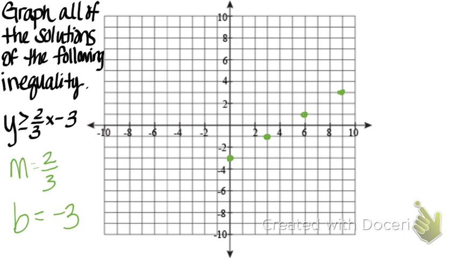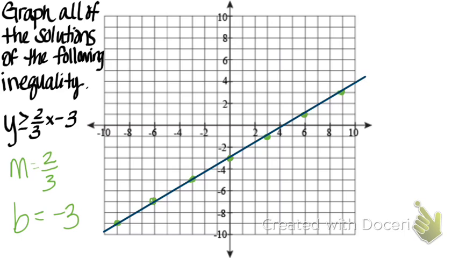Then I'm going to go back to my y-intercept and do the same thing, just on the left side. So I'm going to go down 2 and to the left 3, down 2 and to the left 3, down 2 and to the left 3. Once I have that, I'm going to graph my line.